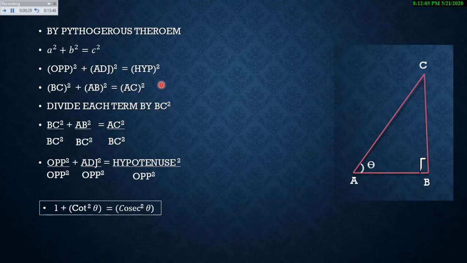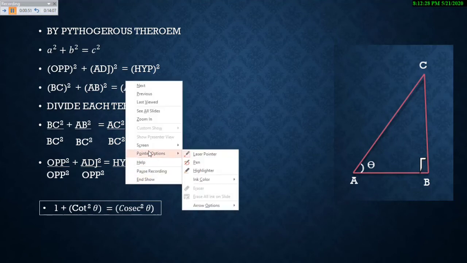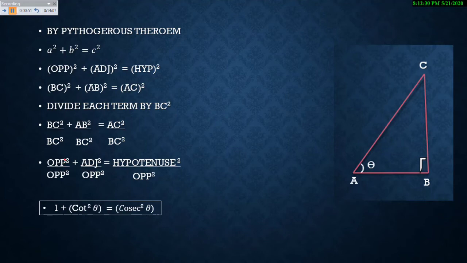Now we are dividing it by BC square. What are we taking? BC square. So divide it: BC square by BC square, opposite square by opposite square. Okay, next is AB square by BC square, adjacent square by opposite square. And next, AC square by BC square, hypotenuse square by opposite square. What do we get here? Here opposite and opposite cancel each other, right?